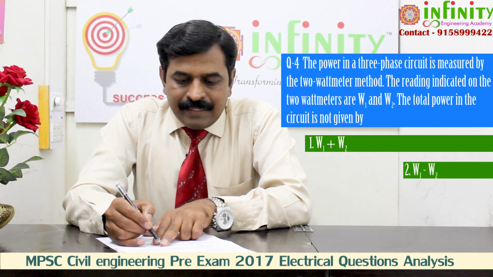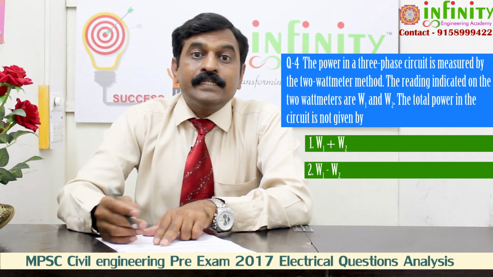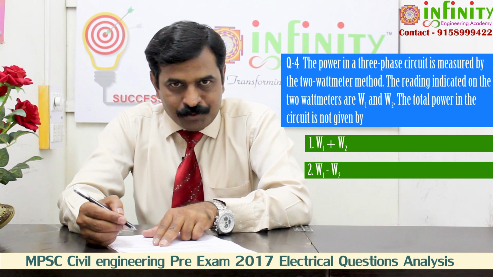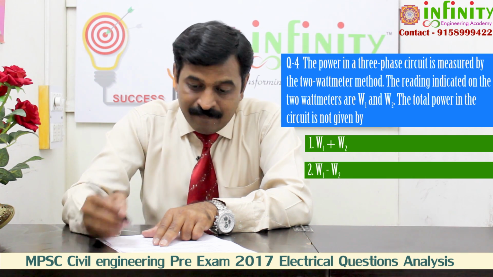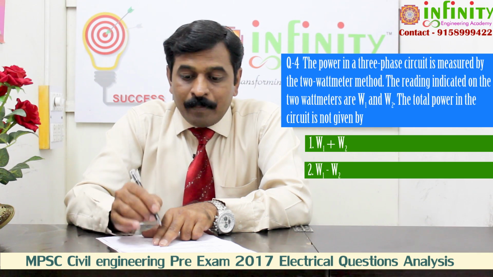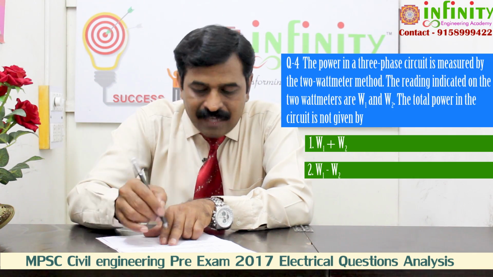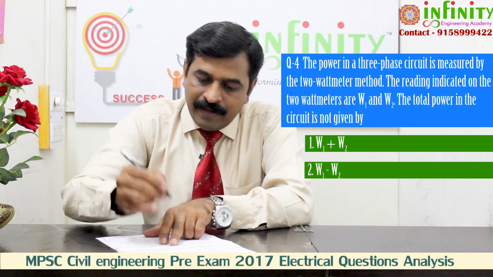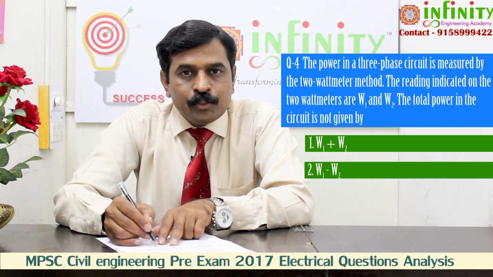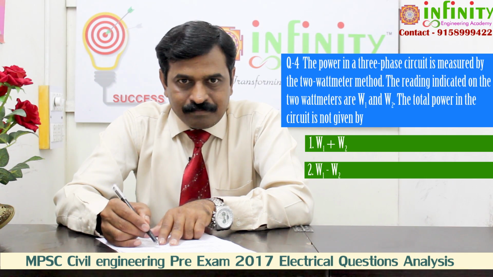Second one is W1 minus W2, subtraction of the 2 wattmeter readings. This type of method is not used to measure the total power. That means this is the wrong method to measure the total power, but it is what is asked in the given question. That's why this option is correct. W1 minus W2 does not give the total power.